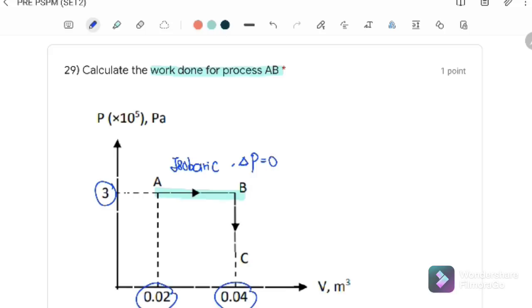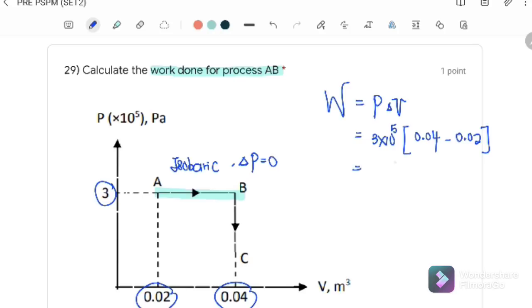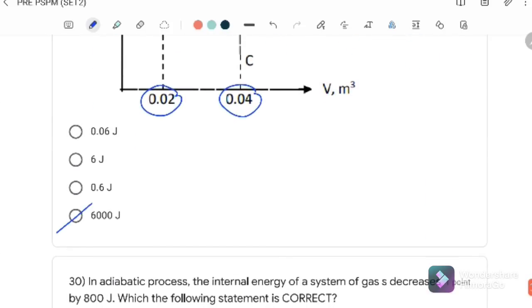Actually, this is expansion. So work done for isobaric is equal to P times the change of the volume, where P is 3 exponent 5. For the volume, we must take final minus initial, where final is 0.04 and initial is 0.02. Therefore, the work done for process A to B is equal to 6,000 joule. So the answer is D.